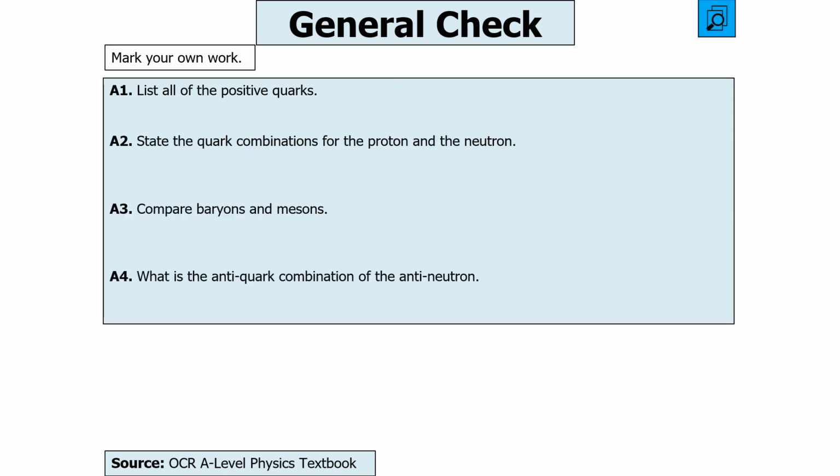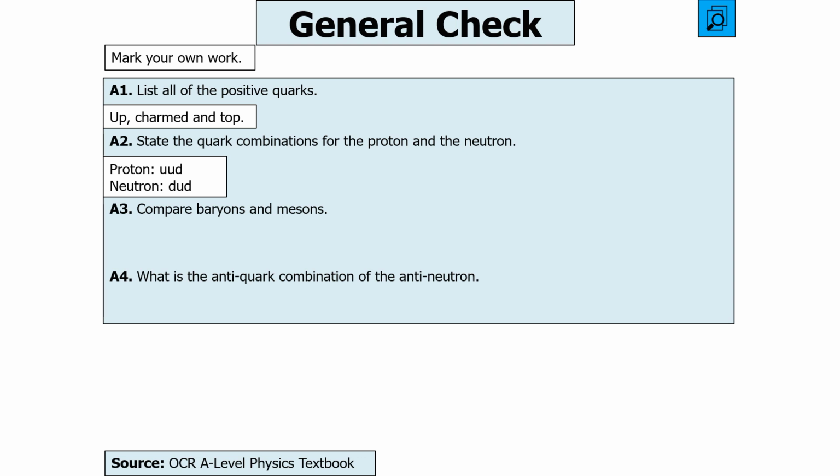Right, you've got to be aware that there are 6 types of quarks and they come in 3 generations. 1 quark from each generation is a positive and 1 quark from each generation is a negative. So the 3 positives are the up, the charm and the top, with the 3 negatives being the down, the strange and the bottom. Now you've got to remember and memorize the quark combination for the proton and neutron. The proton is up up down, the neutron is down up down, or udd, because the neutron has no charge.